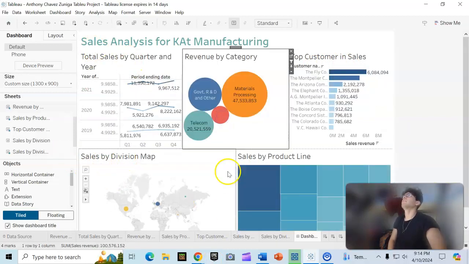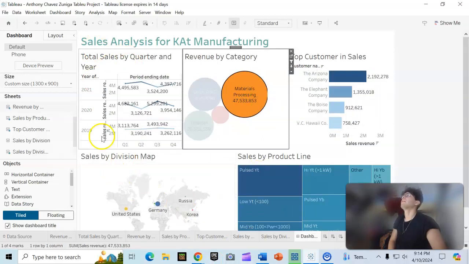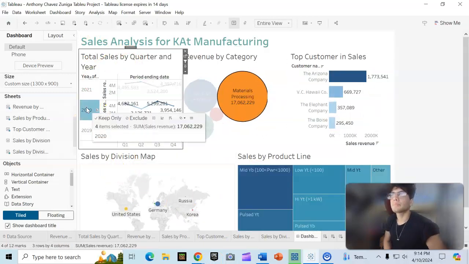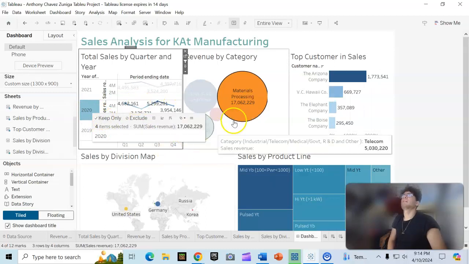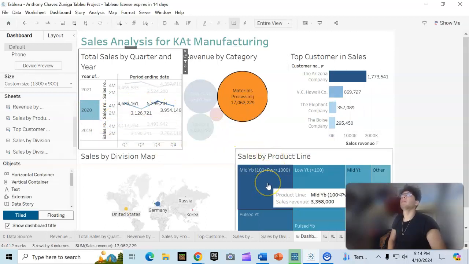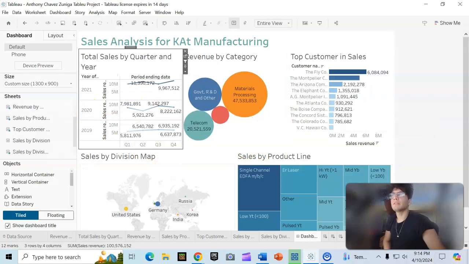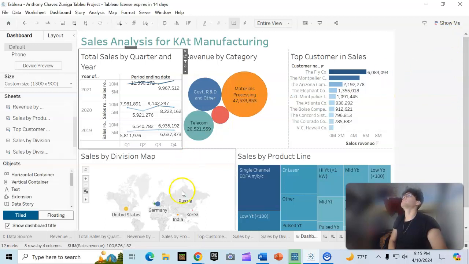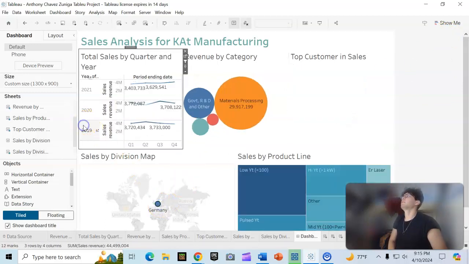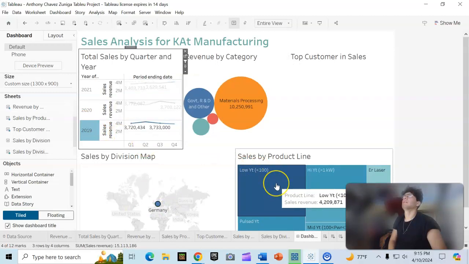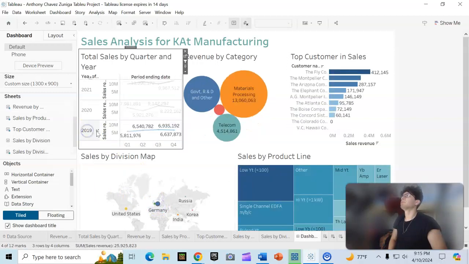The third question is, which product line had the highest sales in 2020 under the materials processing category? So for that filter, we hit materials processing, then we hit 2020, and then we check the sales by product line, and we can see that mid YB had the highest with $3,358,000 in sales. The next question is, what is the top product line for the German division in 2019? So we hit Germany here, and then 2019, and we see that low YT is the highest seller in 2019. We unfilter this.